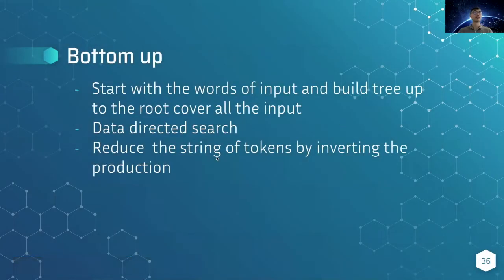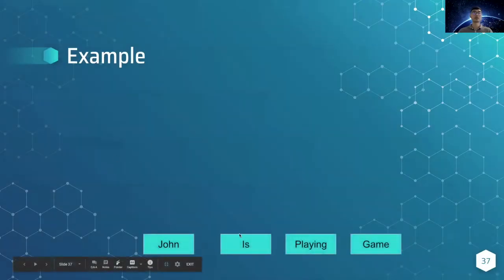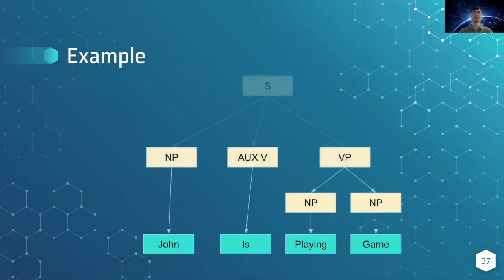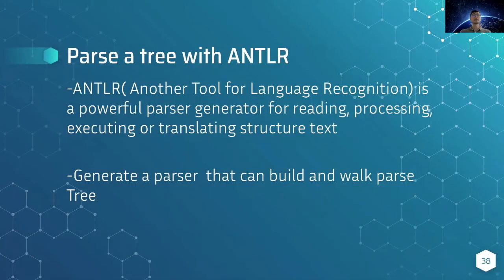The second approach is bottom-up. It starts with the words of the input and builds the tree up to the root to cover the input. This is the data-directed search. It can reduce the string of tokens by inverting the reductions. For example, we write down the sentence into multiple tokens. Then we apply the right-hand side reduction form of the grammar rule to eventually build the tree up to the root node. In the next section, I will show how to use the ANTLR tool to construct a parse tree.